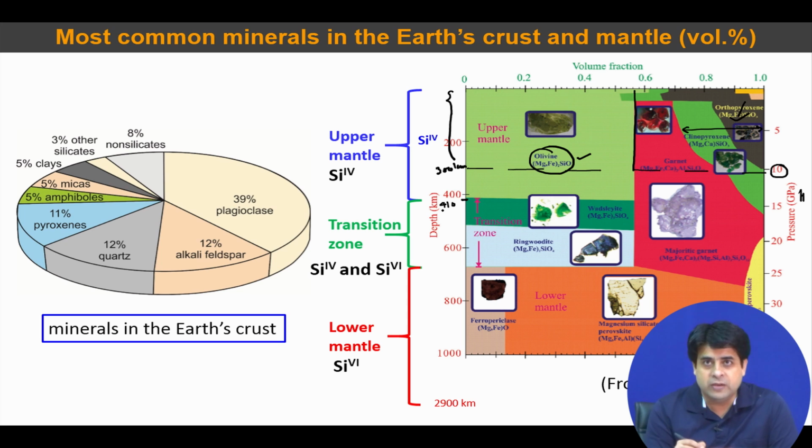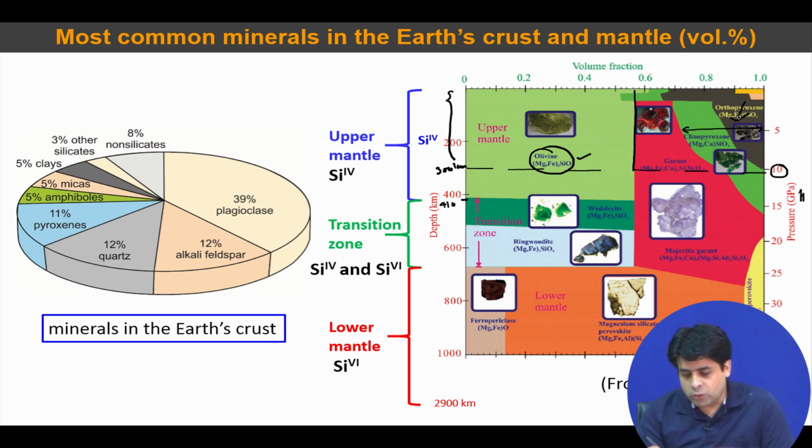So if you see from 300 to 410 kilometer depth, what you will observe is that in this band, in this depth, your olivine is still present up to 60%. But when you go to this red zone, you do not have orthopyroxene in this part. So you mostly have clinopyroxene.